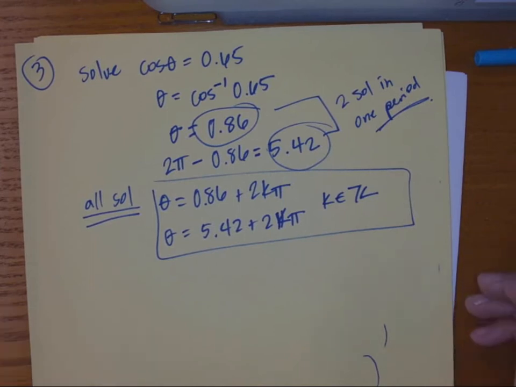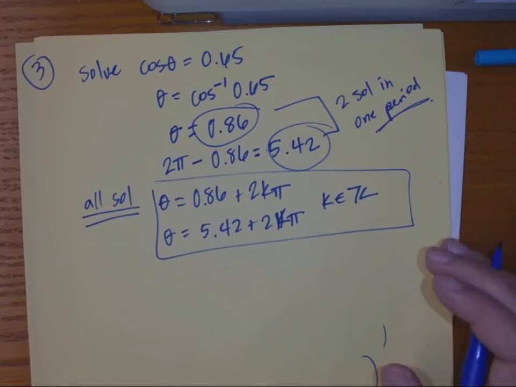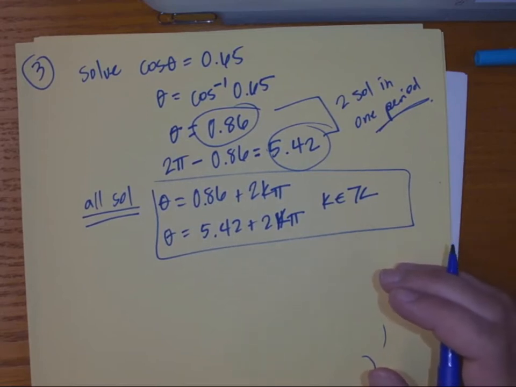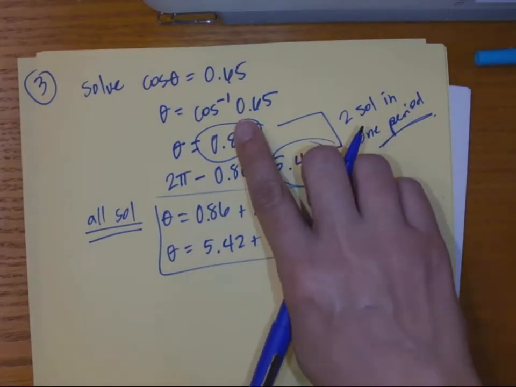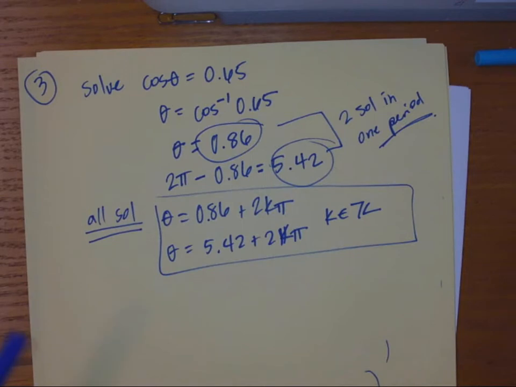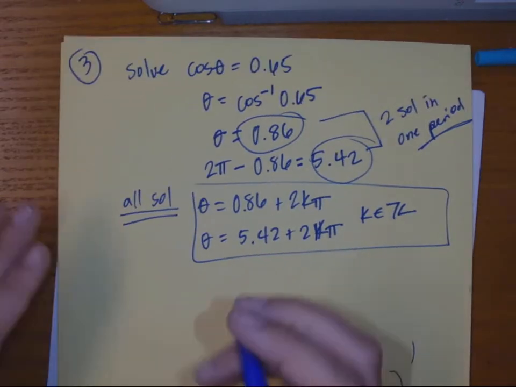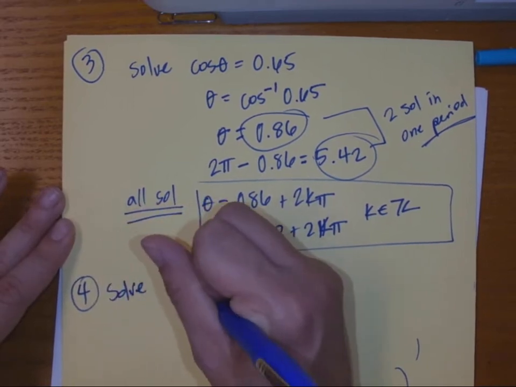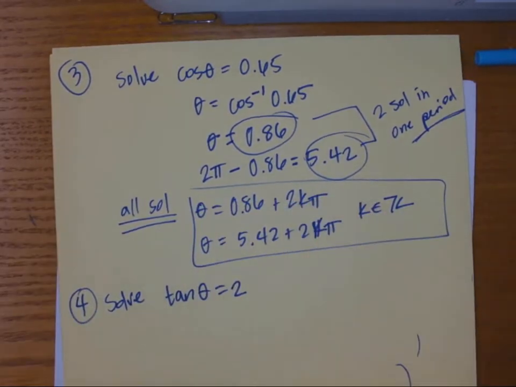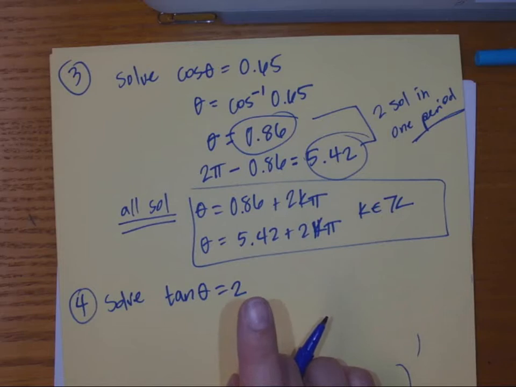Okay, so that was solving sine and cosine using the unit circle or using the inverse function on your calculator. Let's do one with tangent now. So if I was trying to solve tangent of theta equals 2. The biggest difference with this, you're still solving it essentially the same way. The only difference is when you go to write your period, remember that tangent has a period of pi. So it's going to change our answer a little bit.